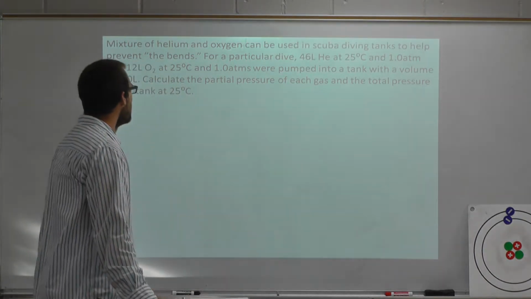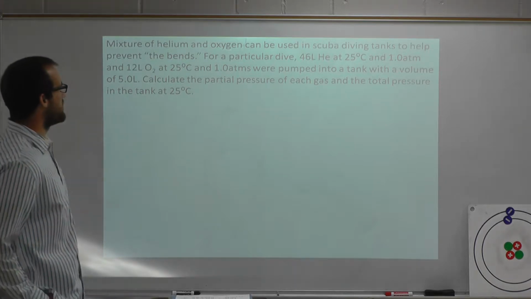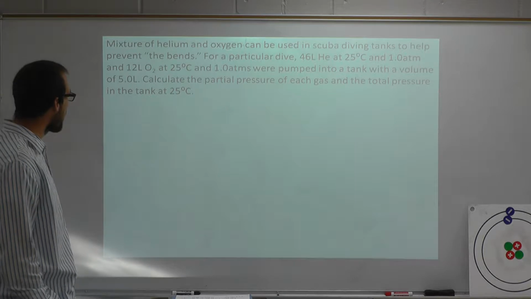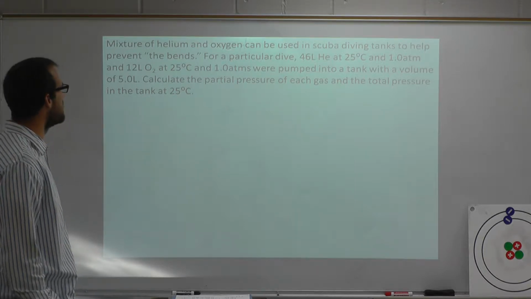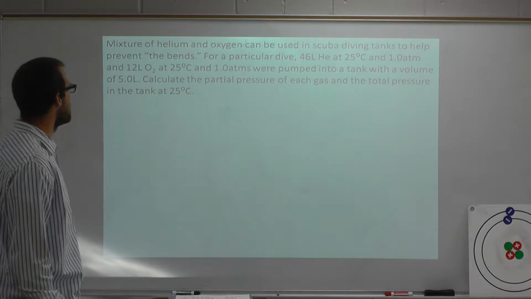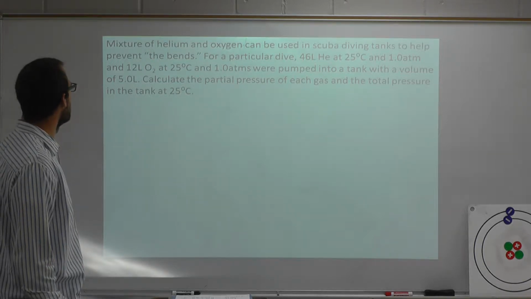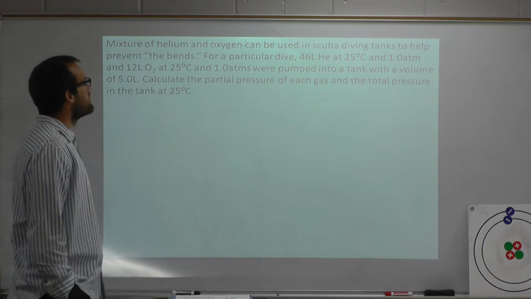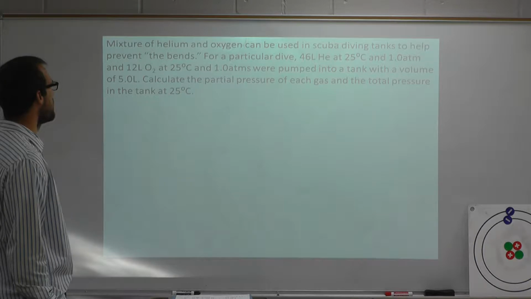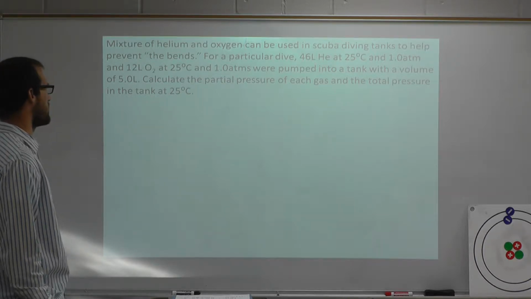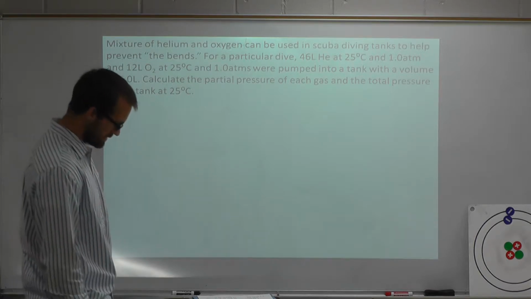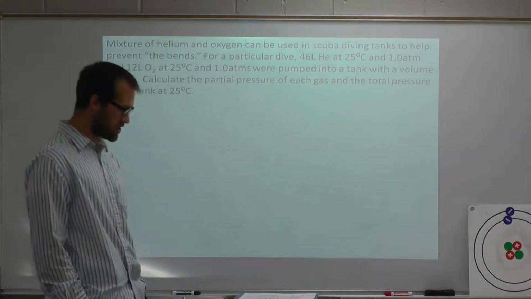All right. Anyways, so the particular dive tells you what you've got. You've got a certain amount of helium, and those are the conditions. And then you've also got, there it is, oxygen gas. Under the other conditions, they're pumped into a tank with a volume of 5 liters. Calculate the partial pressure of each gas and then the total pressure under the new conditions. So, how do you think we should do this?